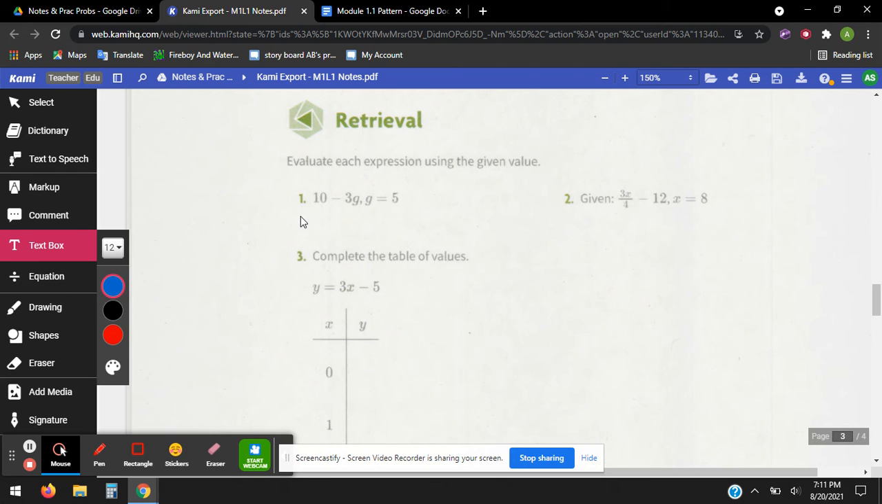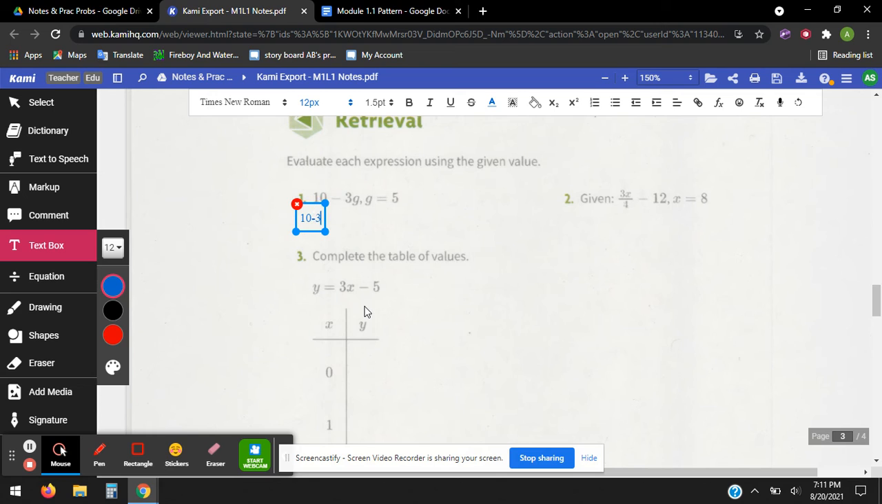So when you're doing this, you're going to have 10 minus 3g. Now instead of g, I'm going to put 5. And we know if they're next to each other, that means multiplication. So what that equals is 10 minus 3 times 5 is 15 with our order of operations. And 10 minus 15 would be negative 5. So that would be our final answer there.